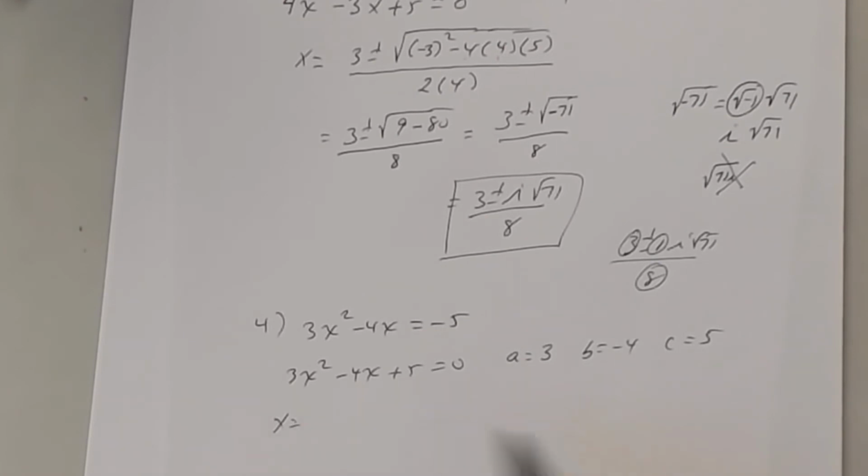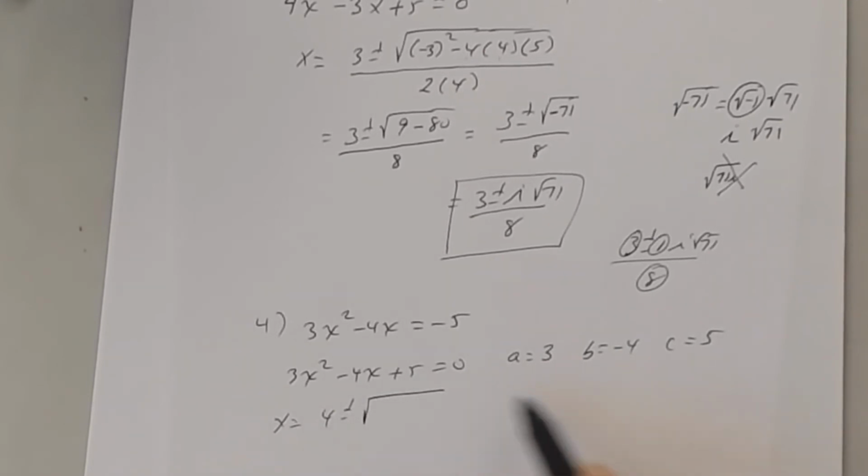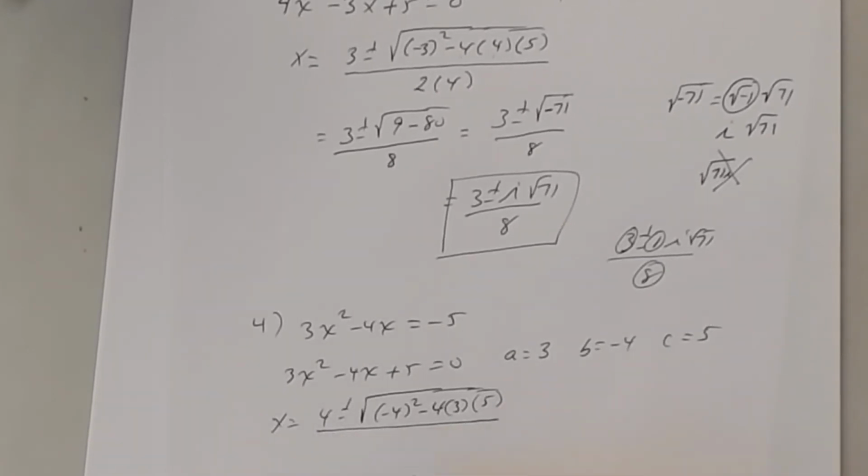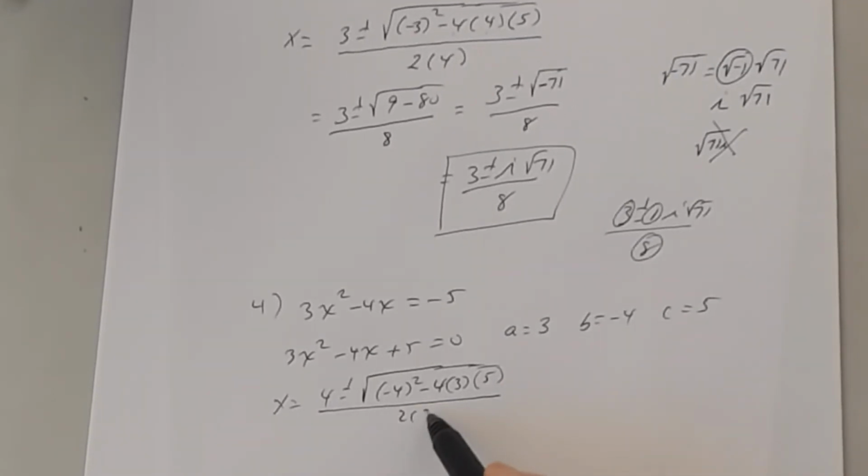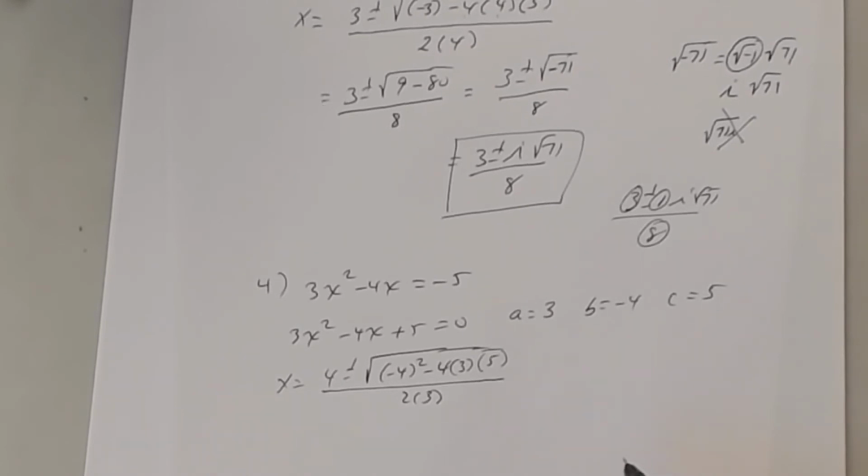So it's just a matter now of substituting these values into the quadratic formula. So I get x equals the opposite of b. What's the opposite of negative 4? Positive 4. Plus or minus the square root of negative 4 squared, minus 4 times a, which is 3, times c, which is 5. All of that is being divided by 2 times 3, 2 times a.